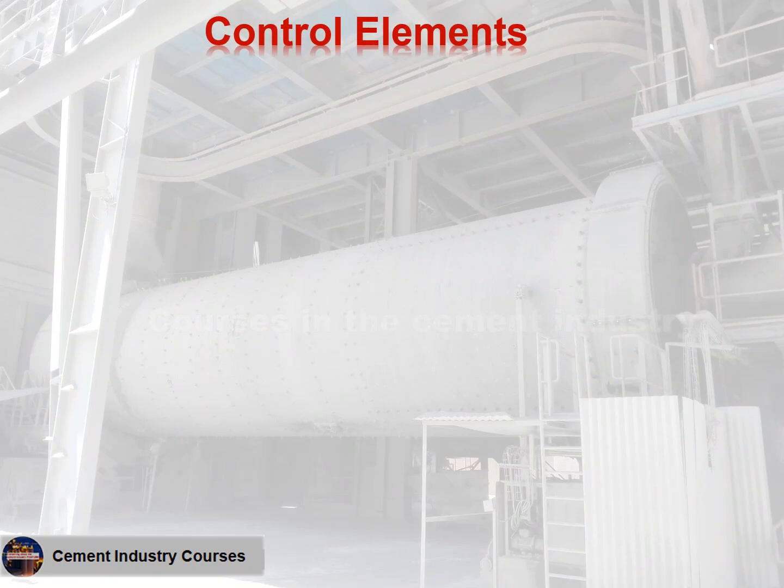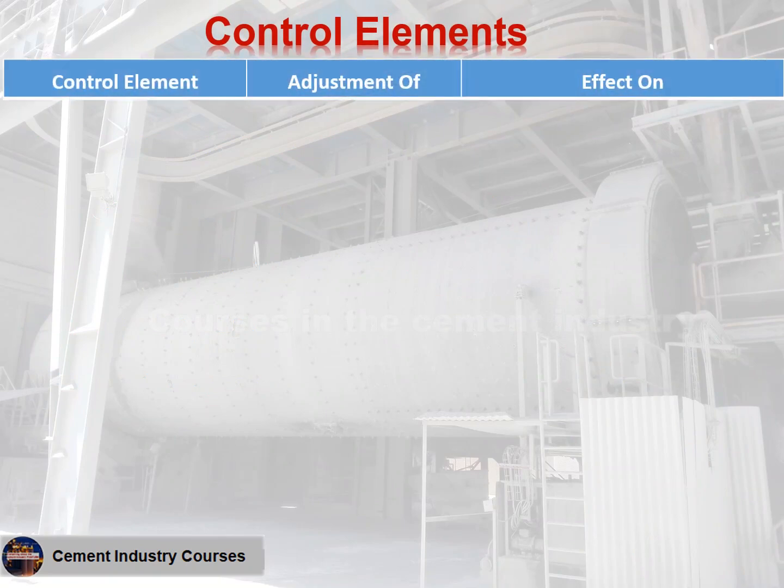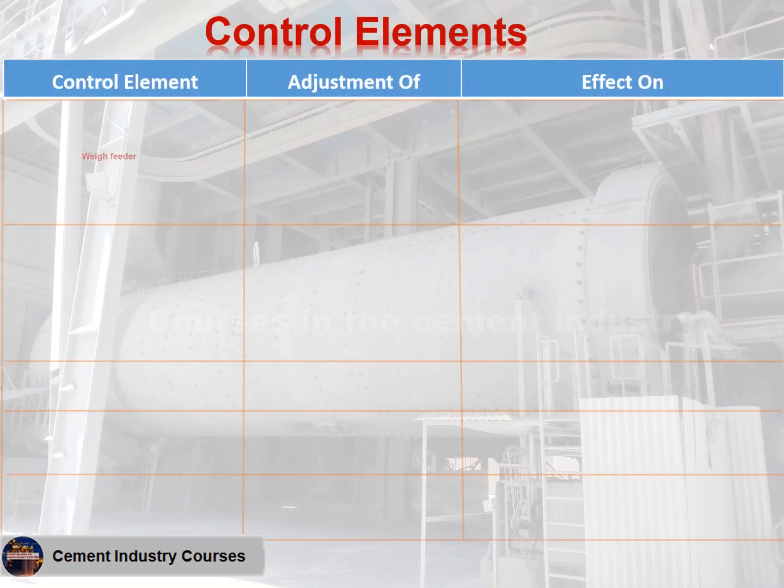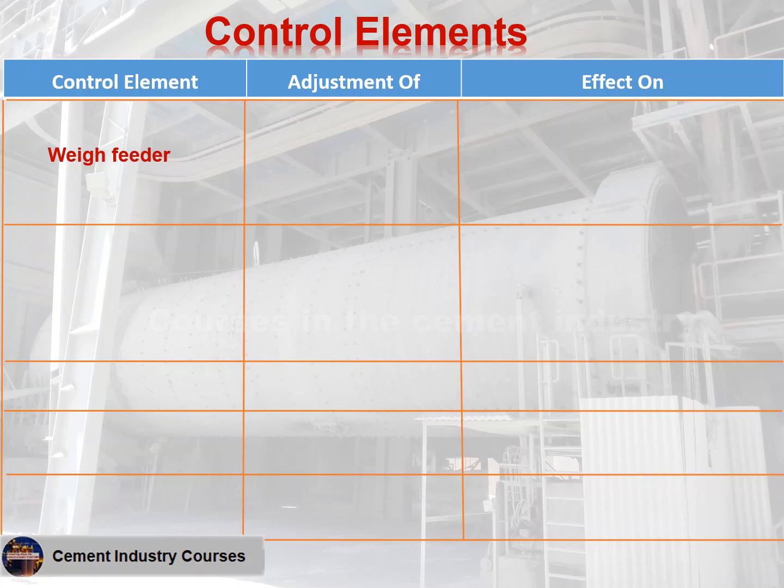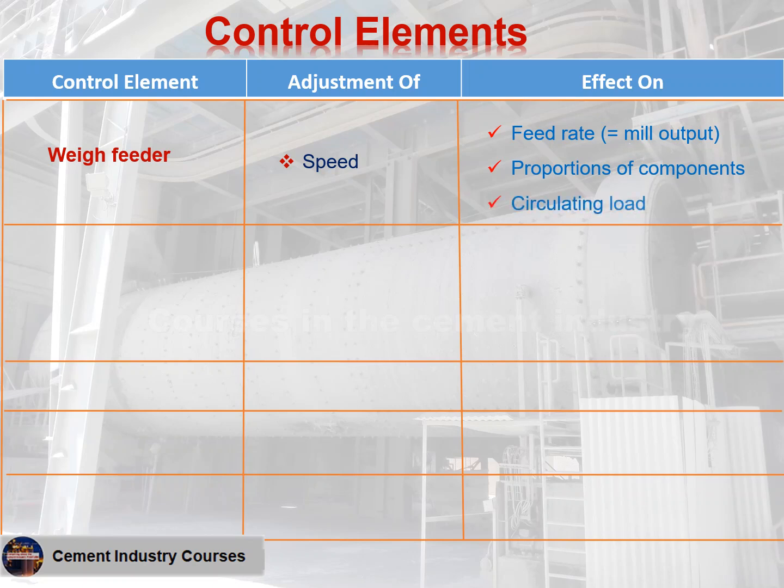Control elements at process ball mill. Control element 1. Weigh feeder. Adjustment of speed. Effect on: 1. Feed rate, mill output. 2. Proportions of components. 3. Circulating load.